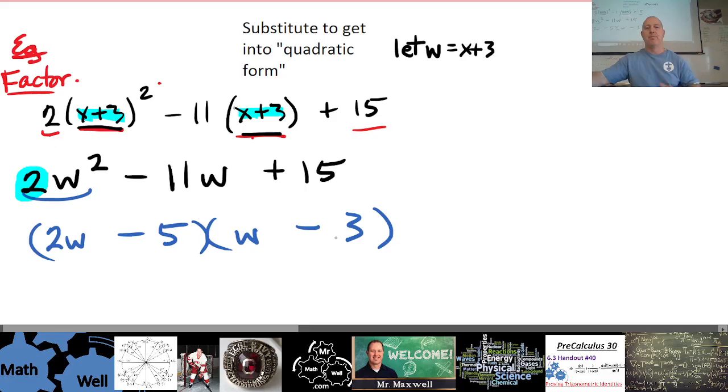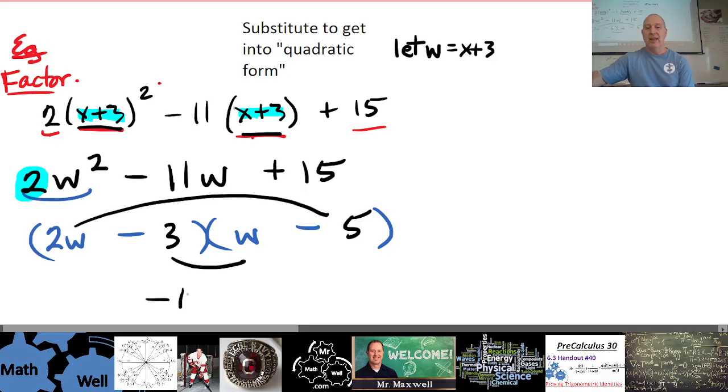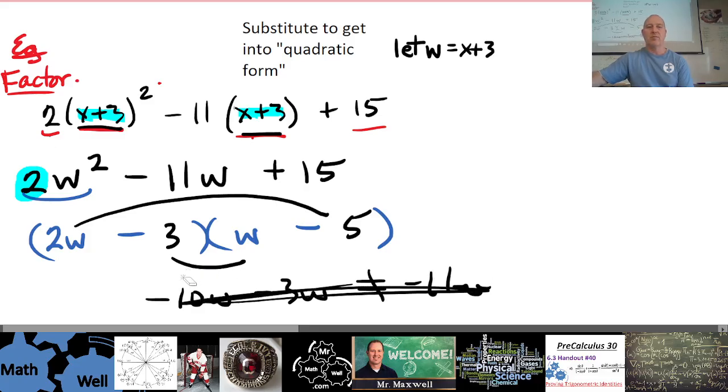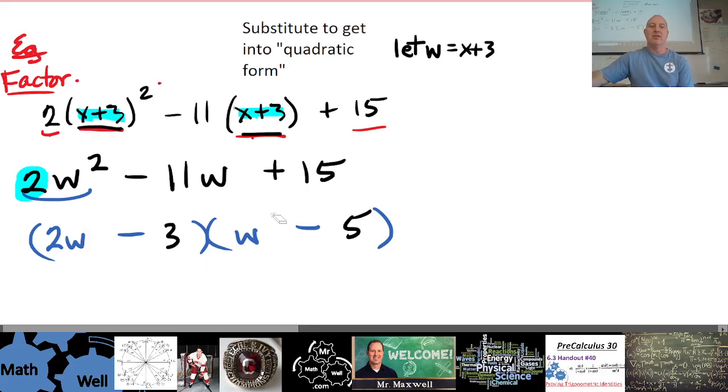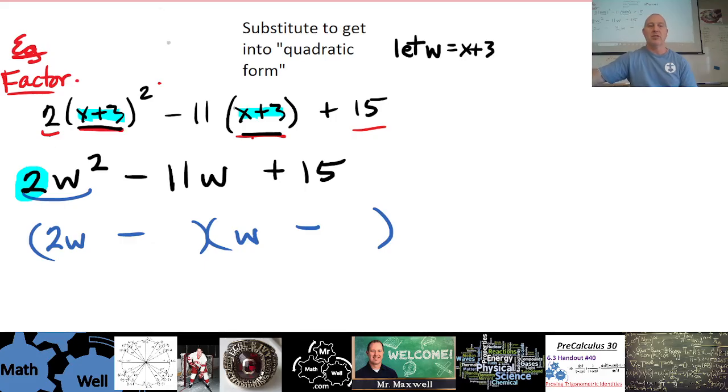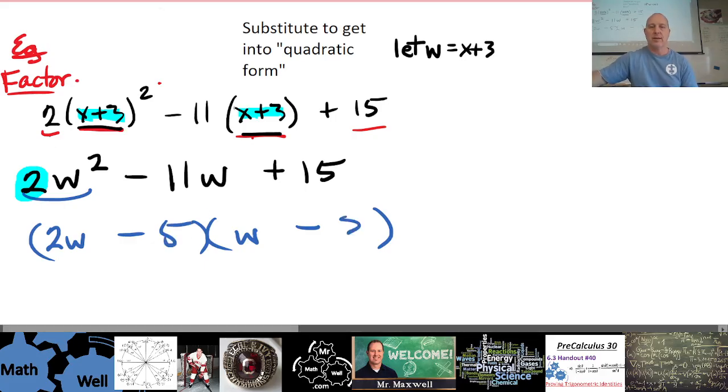First time. Good job. Now, if you said, "Oh, I'm going to put the 5 there and the 3 there," a quick FOIL would tell you that you've got something messed up, because this would be negative 10w minus 3w. Does that give you negative 11? No, that does not equal negative 11w. So that means you have to try again. And this is sort of the intuition method, or the decomposition you went over briefly yesterday.